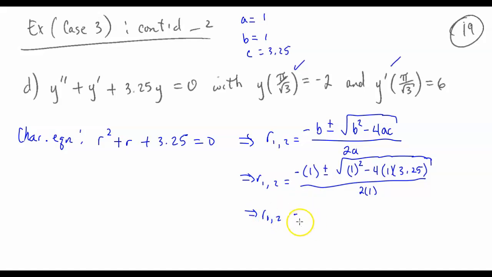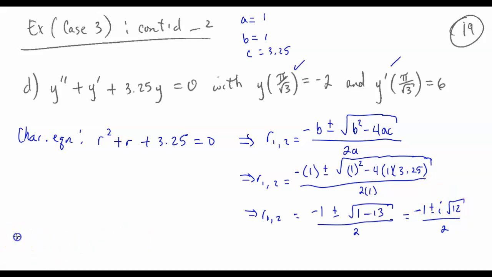So from here, of course, we have a minus 1 plus or minus the square root of 1 minus 4 times 3.25, that'll end up being 13, all that over 2. And this is going to be minus 1 plus or minus i times the square root of 12 over 2, because 1 minus 13 is negative 12. And of course, we could rewrite the square root of negative 12 as just i times the square root of 12.